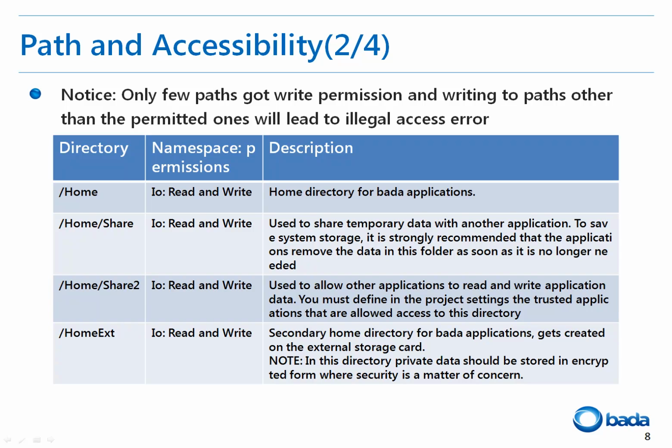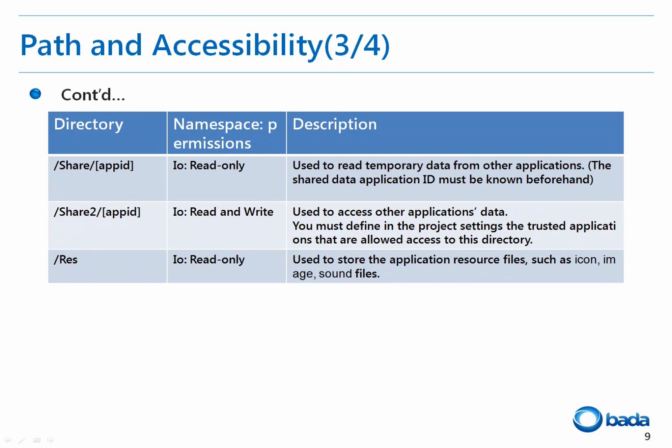The /home/ext directory represents the secondary home directory for bada applications. In order to use this directory, the system must support external storage cards, and the memory card should be present. Private data in this directory should be stored in encrypted form to ensure data security. In order to access other application data files, the application ID must be known beforehand. Applications can access the directories shared by other applications with the /share/appID or /share2/appID path prefix.